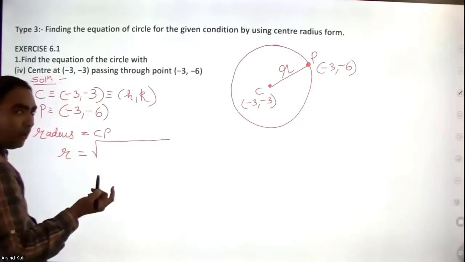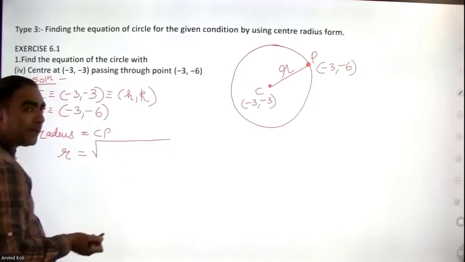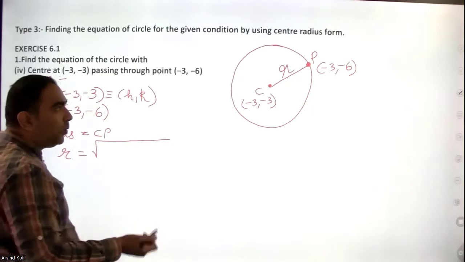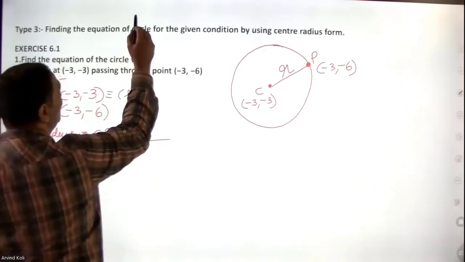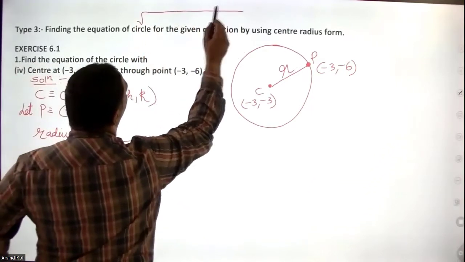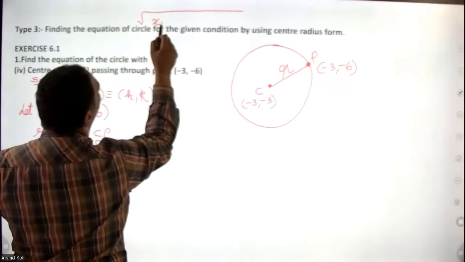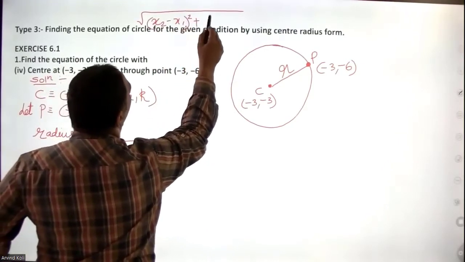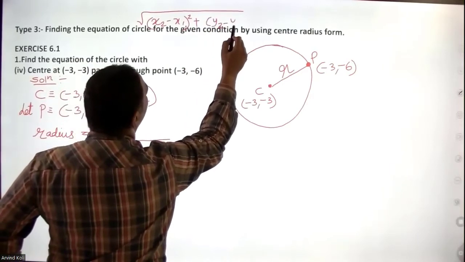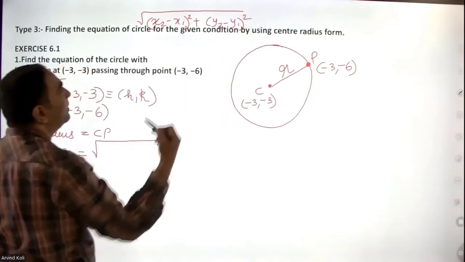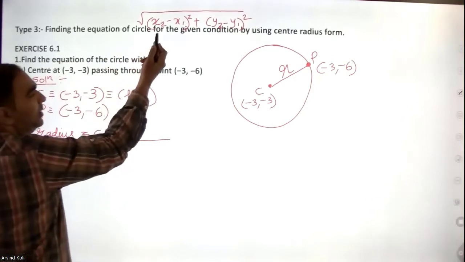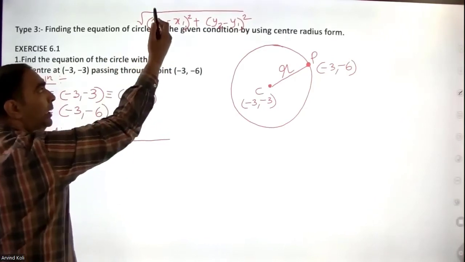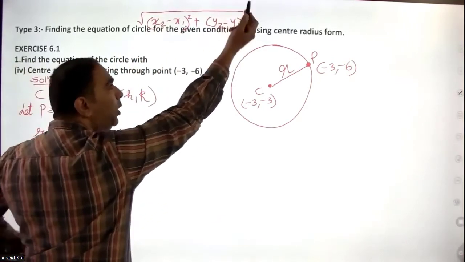This is by distance formula, right? Difference of x coordinate whole square plus difference of y coordinate whole square. आप कुछ इस तरह से बोलते थे under root of x2 minus x1 the whole square plus y2 minus y1 the whole square, which is nothing else but difference of x whole square plus difference of y whole square.